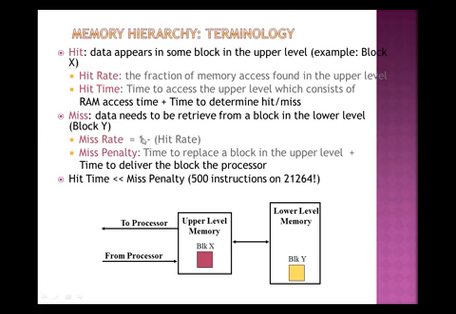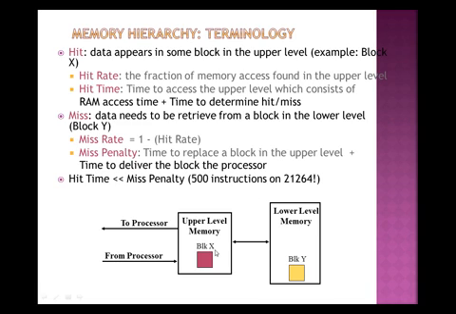This is your miss rate, that is 1 minus hit rate. The hit rate is the fraction of memory accesses found in the upper level, and the miss rate is 1 minus the hit rate. Then what is a miss penalty? That is the time to replace a block in the upper level plus the time to deliver the block to the processor. Now the next point says hit time is much less than the miss penalty, that is 500 instructions on 21264.